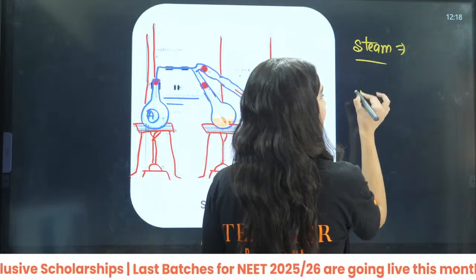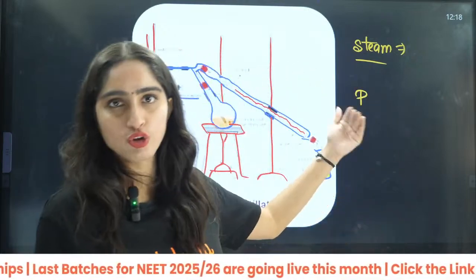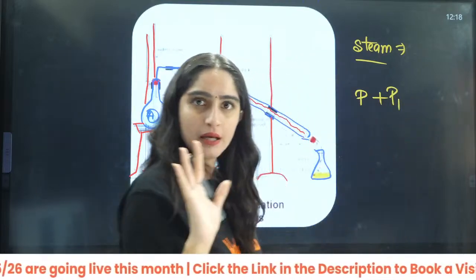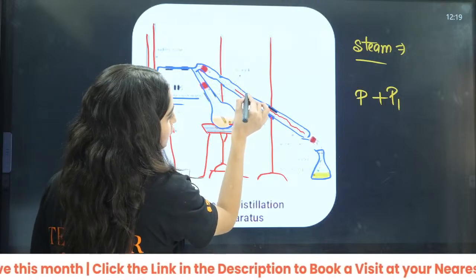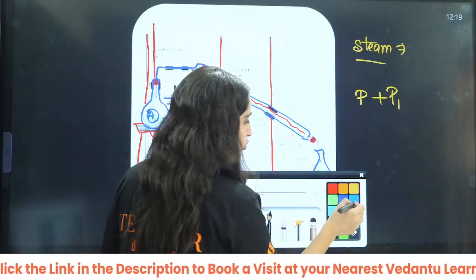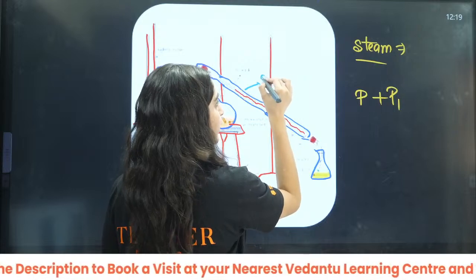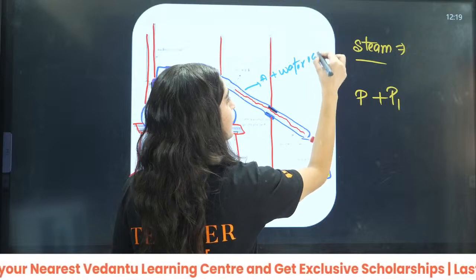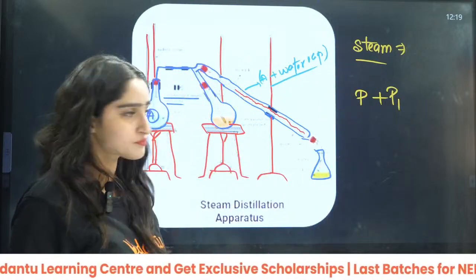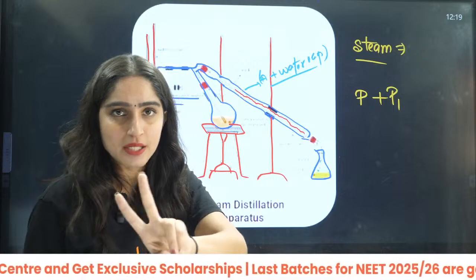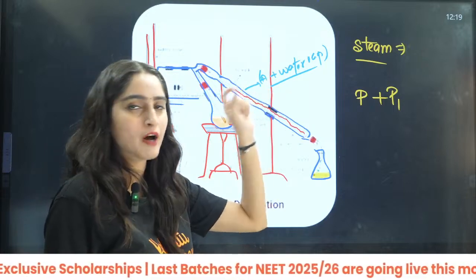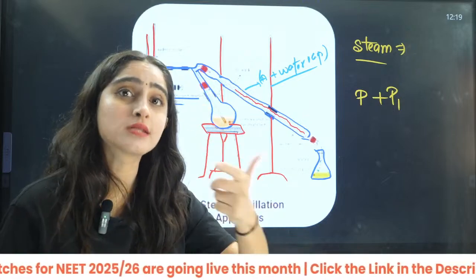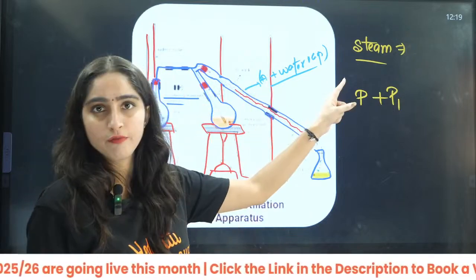So now, for example, P is the pressure of this orthonitrophenol and P1 is the pressure of water vapor. Over here you will have two things: compound A, plus the pressure of water vapor. You will have two kinds of vapors. One will be the vapors of A, that is your orthonitrophenol, that compound which is steam volatile. Second is water vapors.